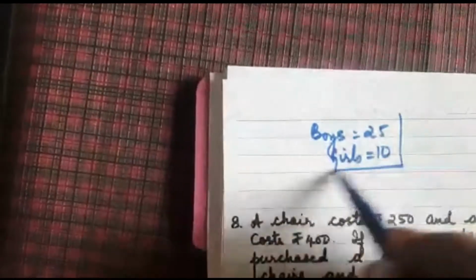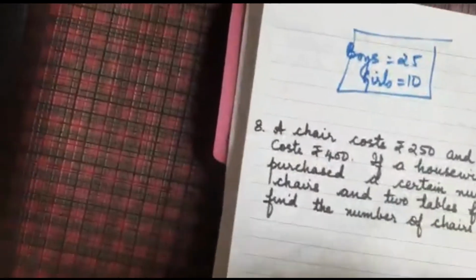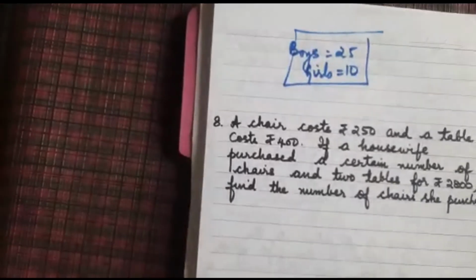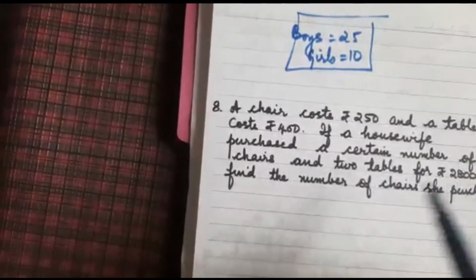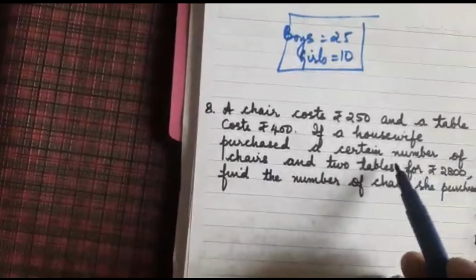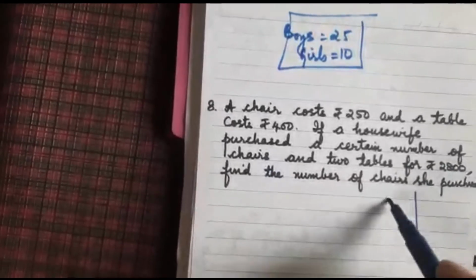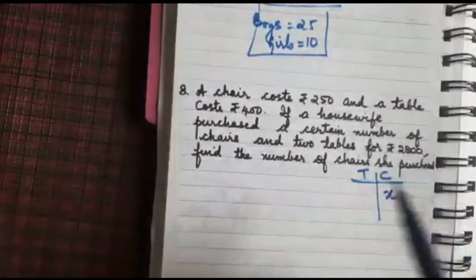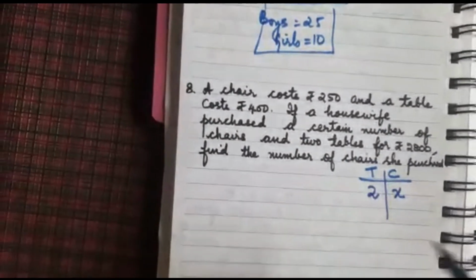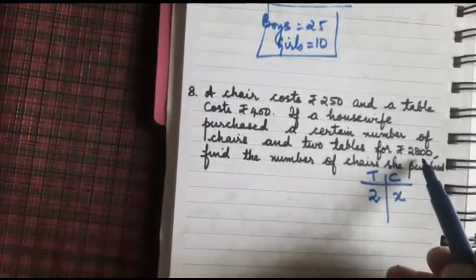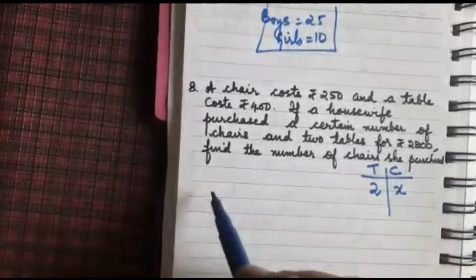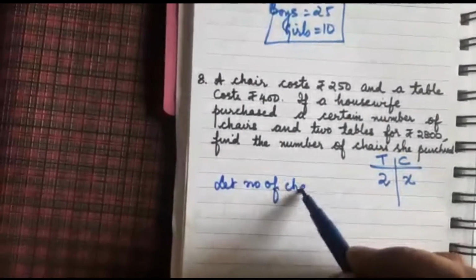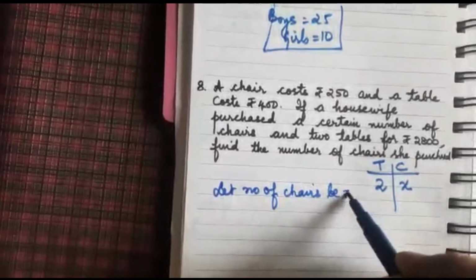Now, a chair costs 250 rupees and a table costs 400 rupees. A housewife purchased a certain number of chairs, which you don't know, and 2 tables, for 2800. So let the number of chairs be x, because we don't know.